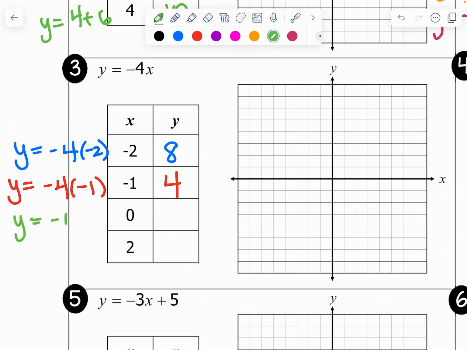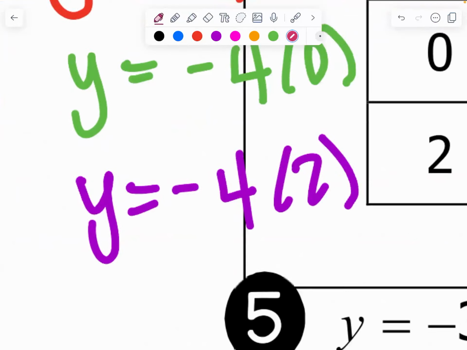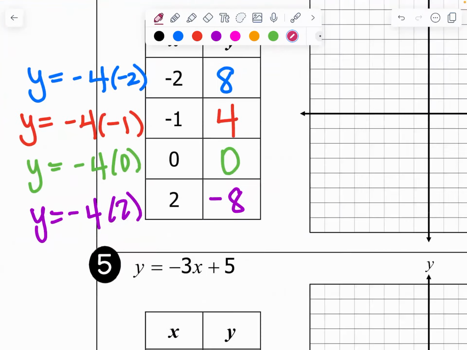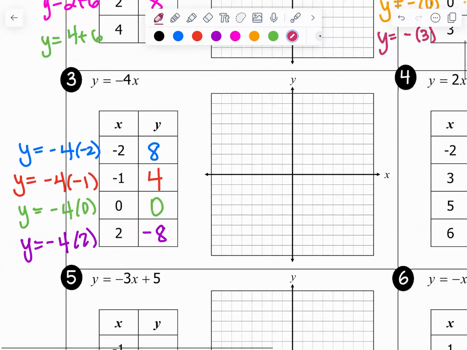How about if we have -4x, but we replace x with 0? What's -4 times 0? Y equals -4x, but we replace x with 2. How is it -8 if the 4 is positive? Because the positive and the negative equals negative. All right, so -2, 8 is our first coordinate.